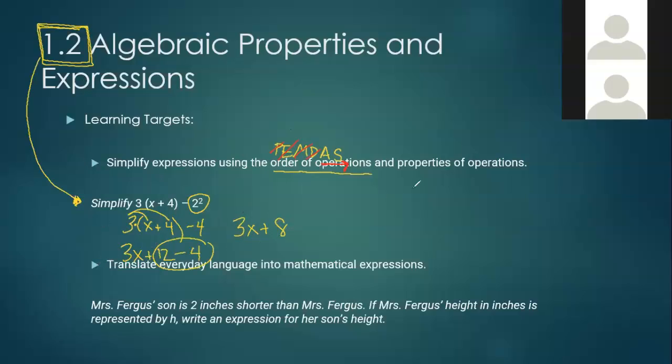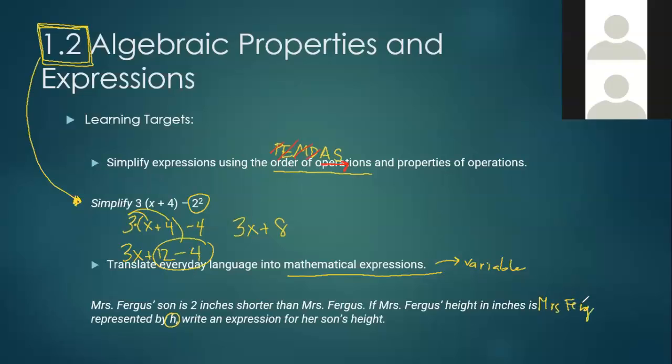All right, and then the other learning target for 1.2 was this second one here, that you can translate everyday language into mathematical expressions. All right, so let's go ahead and translate this into a mathematical expression. Typically, this means that we have a variable. So Mrs. Fergus's son is 2 inches shorter than Mrs. Fergus. If Mrs. Fergus's height in inches is represented by h, write an expression for her son's height.